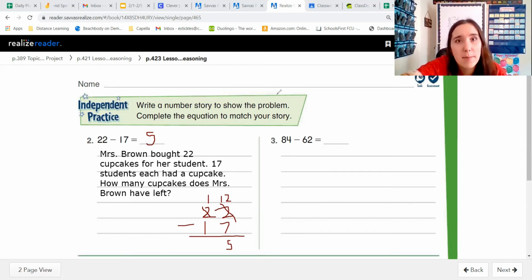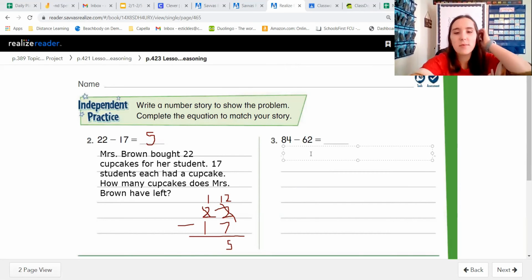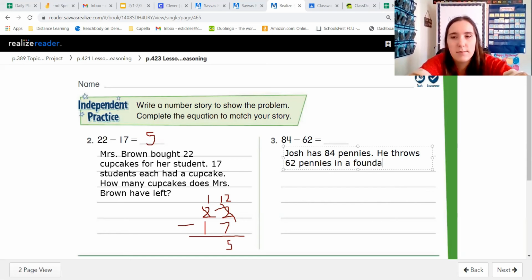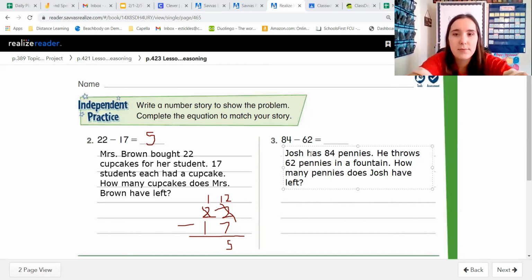So here's the story that I'm going to come up with. And as long as you got the same answer as I did, you're totally fine if your number story is completely different. I'm going to say Josh has 84 pennies. He throws 62 pennies in a fountain. So he's getting rid of those pennies. He's subtracting them. How many pennies does Josh have left? Okay. And then I'm going to solve it down here at the bottom.